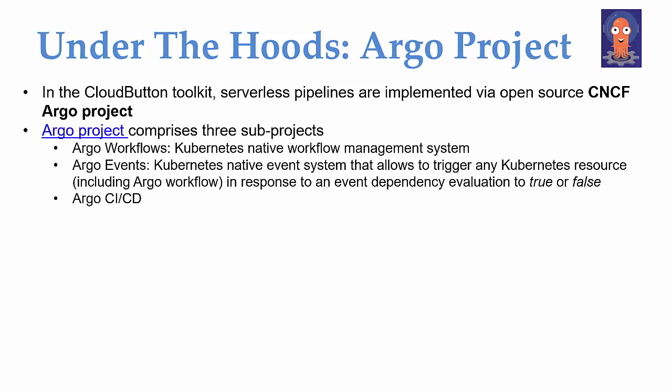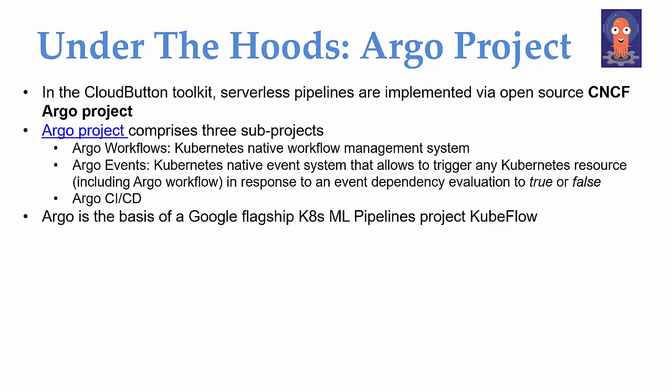So Argo project specifically comprises 3 sub-projects: Argo Workflows, which is a Kubernetes native workflow management system; Argo Events, which is a Kubernetes native event system that allows to trigger any Kubernetes resource, including Argo Workflow, in response to some event dependency evaluation to true or false. And there is also something which is called Argo CI/CD, but we are not going to talk about it today. So Argo is also the basis of Google's flagship Kubernetes machine learning pipelines project, which is called Kubeflow.